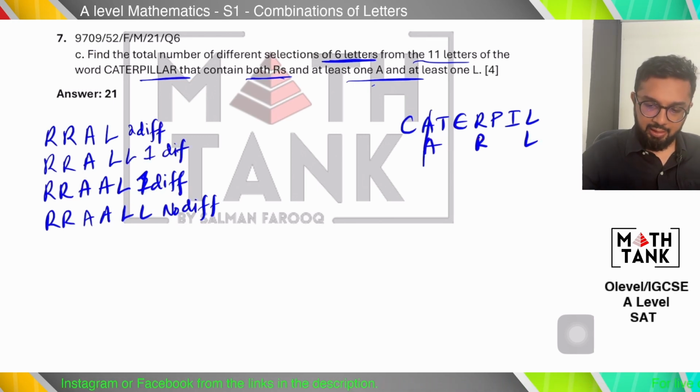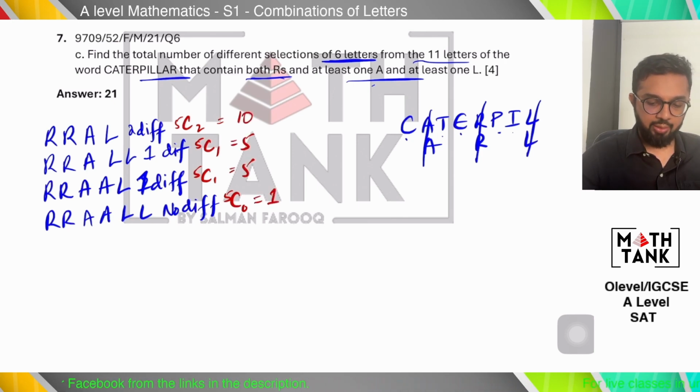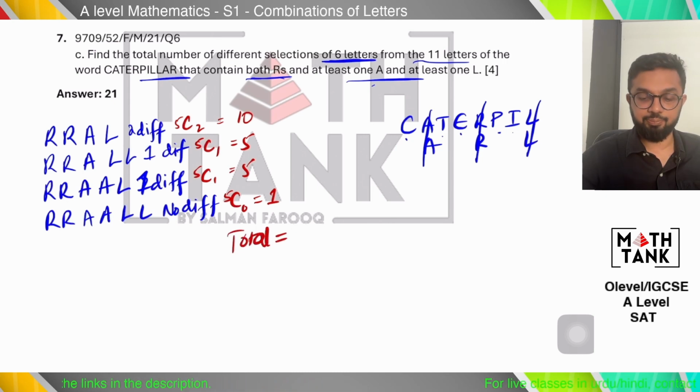So I'm going to cancel the A's, I'm going to cancel the R's, and I'm going to cancel the L's. 1, 2, 3, 4, 5. So I'm going to say 5C2, 5C1, 5C1, and 5C0. Okay, so this gives me 10, 5, 5, and 1. So total 21.